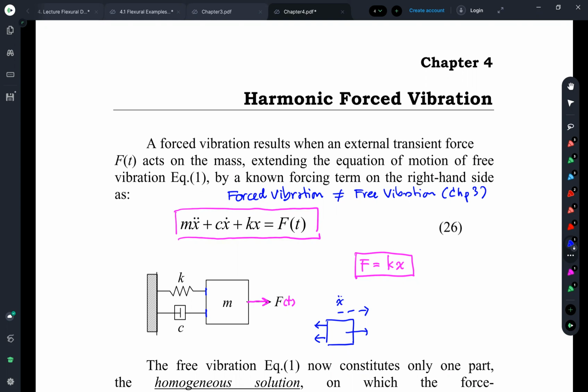But if the F of time t on the right-hand side of 26 is some special function, some easy function, mathematically we can solve it analytically by hand.